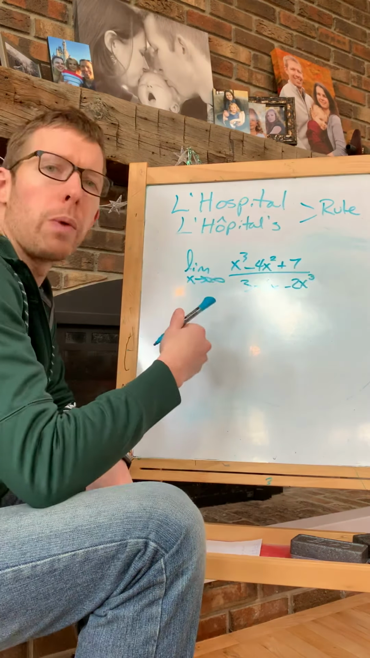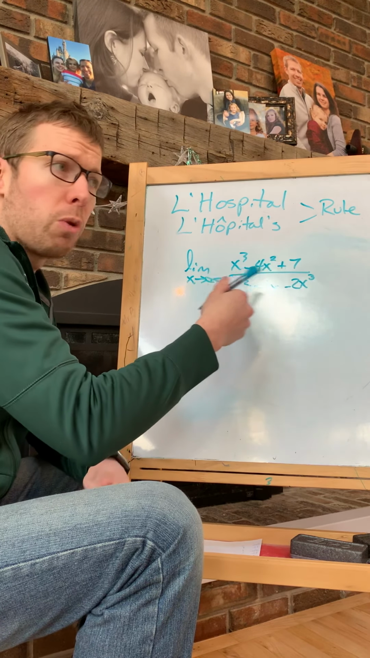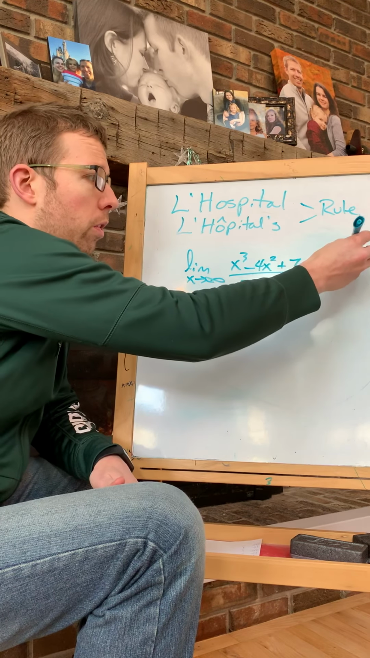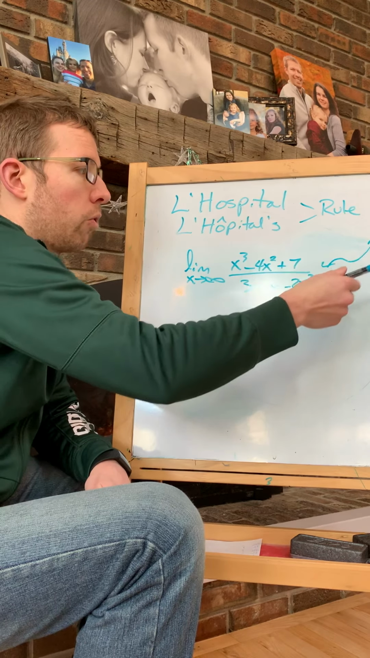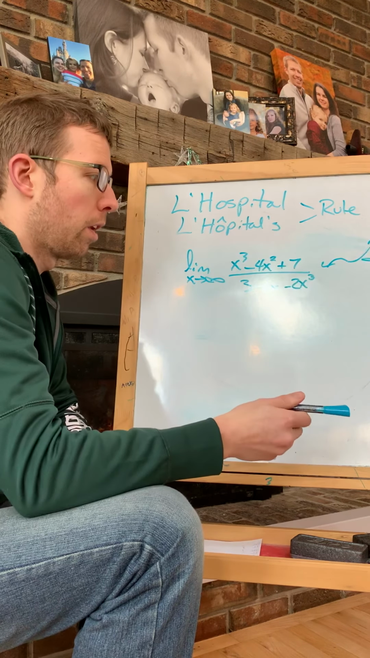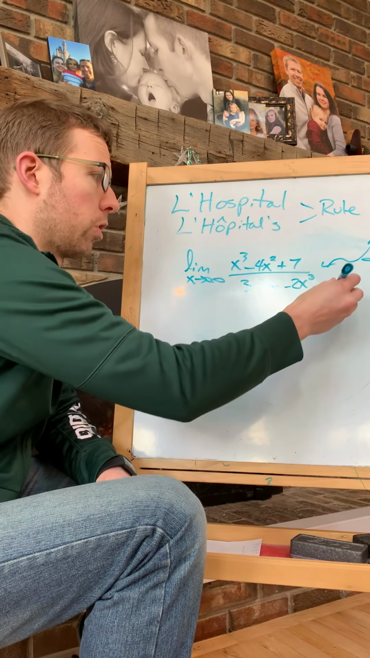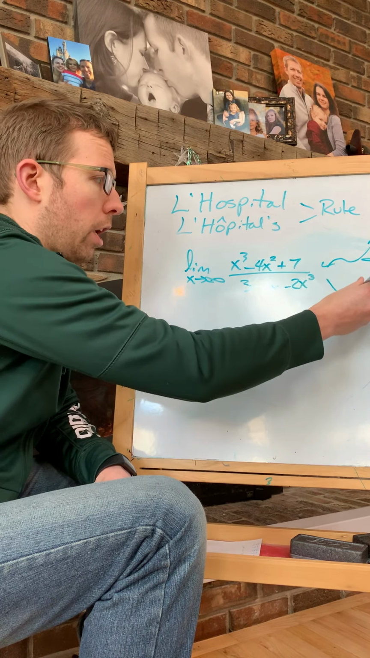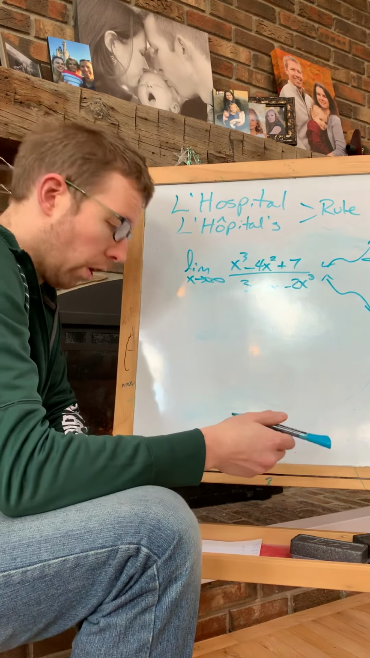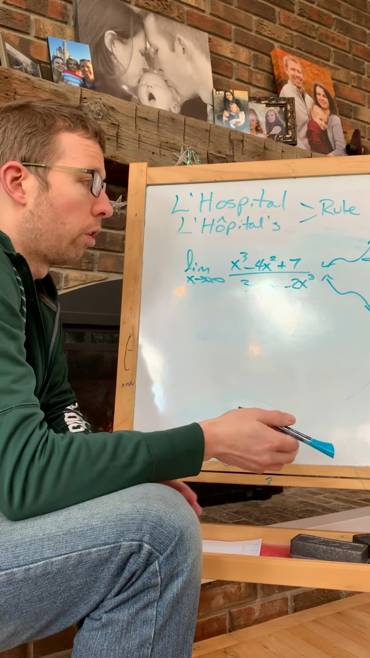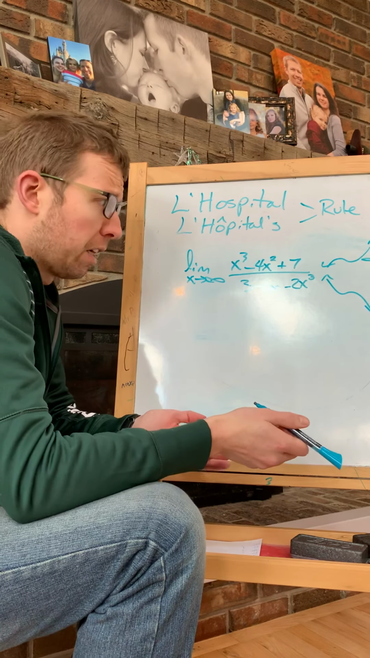So let's think about what we know about these functions. This is a cubic function that's positive. A cubic function that's positive is going to start low and end high. And so the limit as x approaches infinity of this thing is going to be infinity. This is a negative cubic function. A negative cubic function is going to start high and end low, which means that we get negative infinity. So we have another one of those indeterminate forms that we've been looking for. We have infinity over negative infinity.